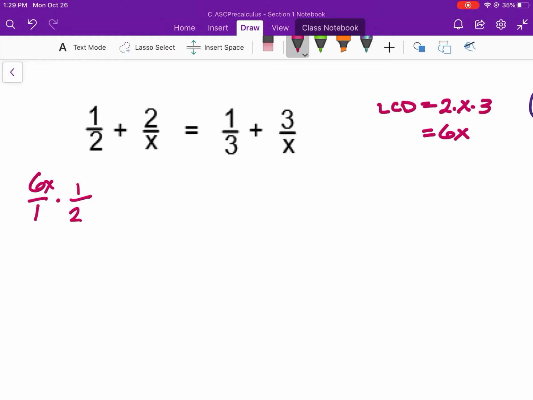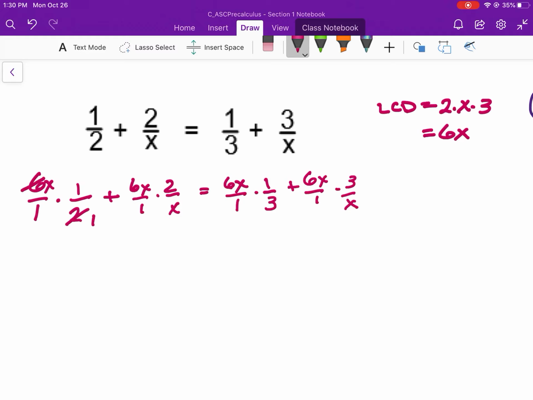And I'm going to say 6x over 1, just to make it a fraction, plus 6x over 1 times this, equals 6x over 1 times this, plus 3, I'm sorry, had a brain freeze for a moment, 6x over 1 times 3 over x. All right, so now let's cancel. This is the whole point. So 2 goes into 6 3 times. Notice there's only 1's left in the denominator, so that numerator then is just 3x.